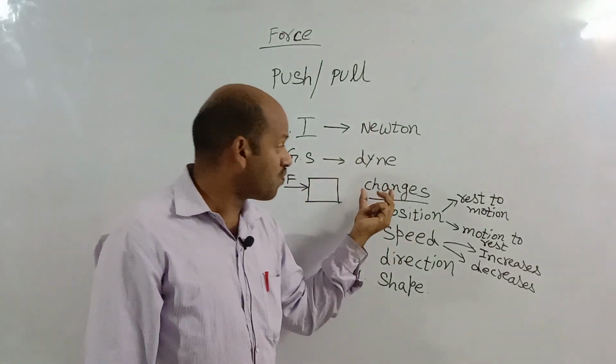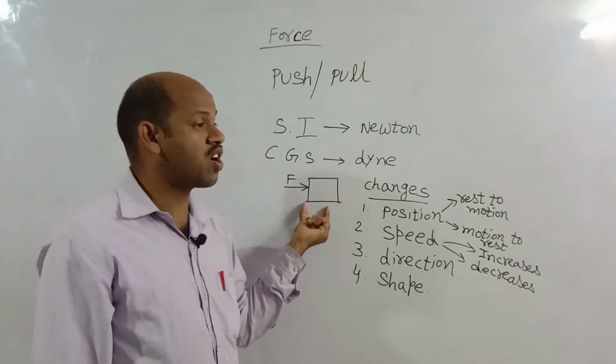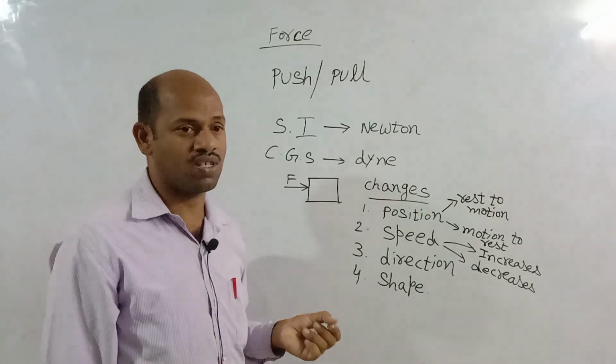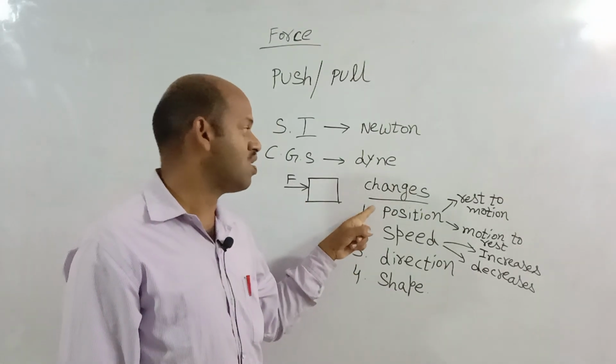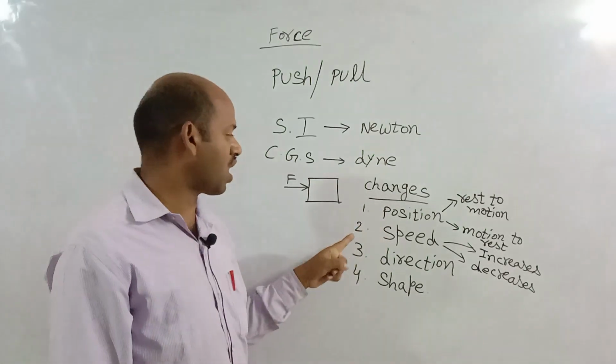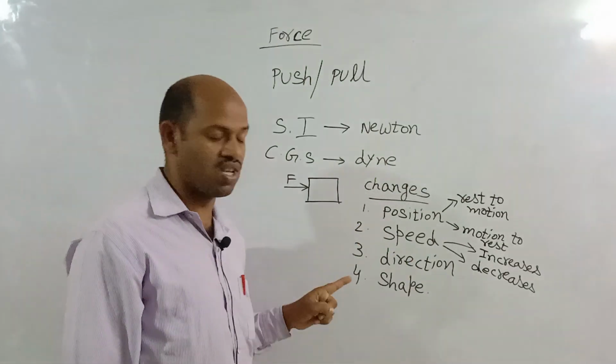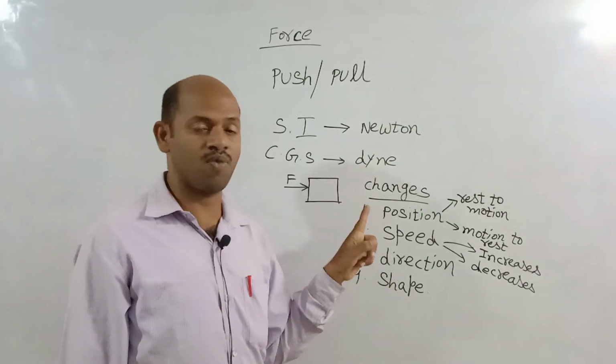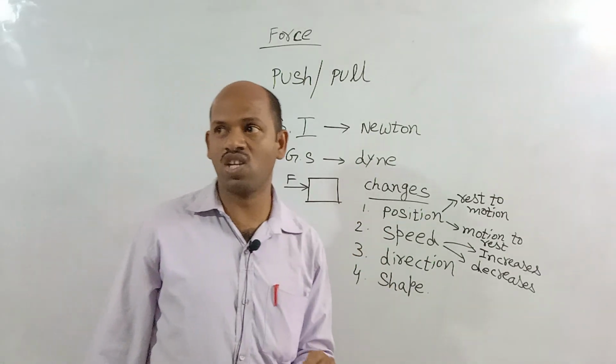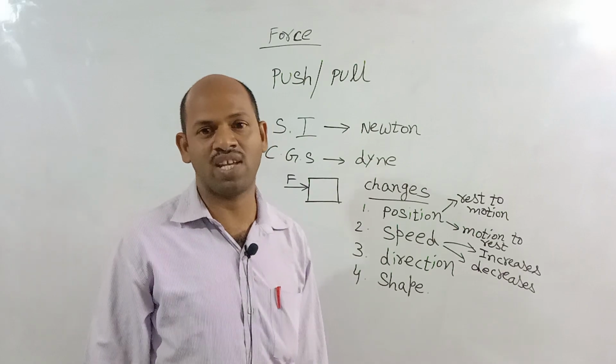And when you apply some force on an object, we will observe some changes. What are the changes? The first one is position change. Second one, speed changes. Third one, direction changes. And fourth one, shape changes. So these are all the changes we can observe by applying force.